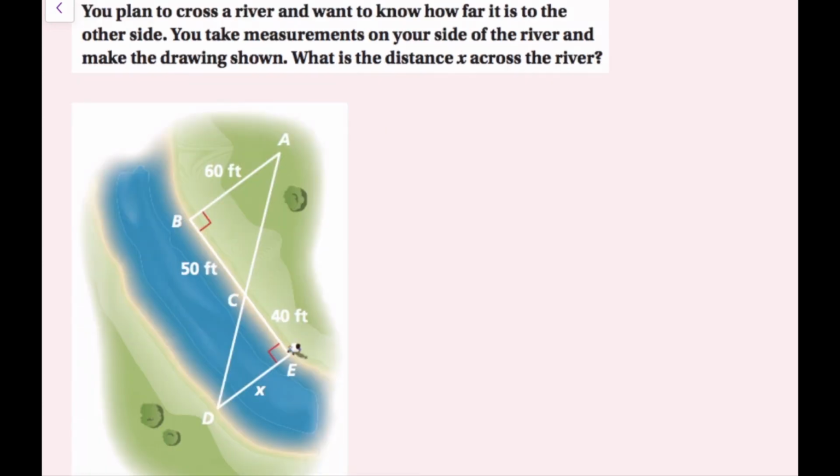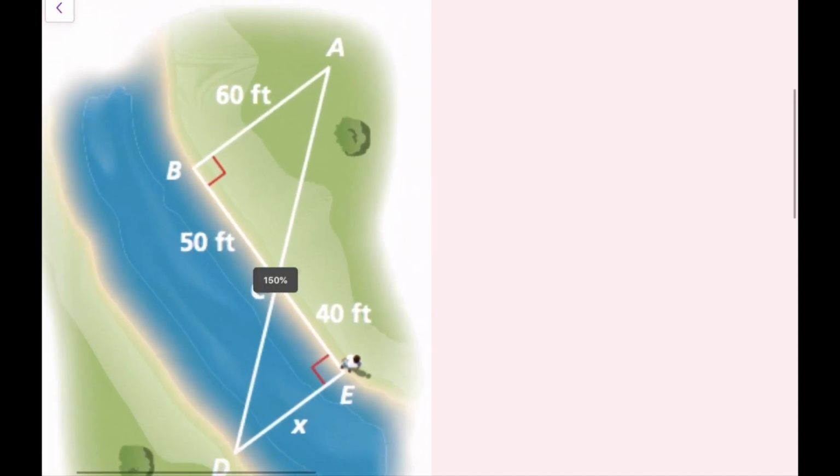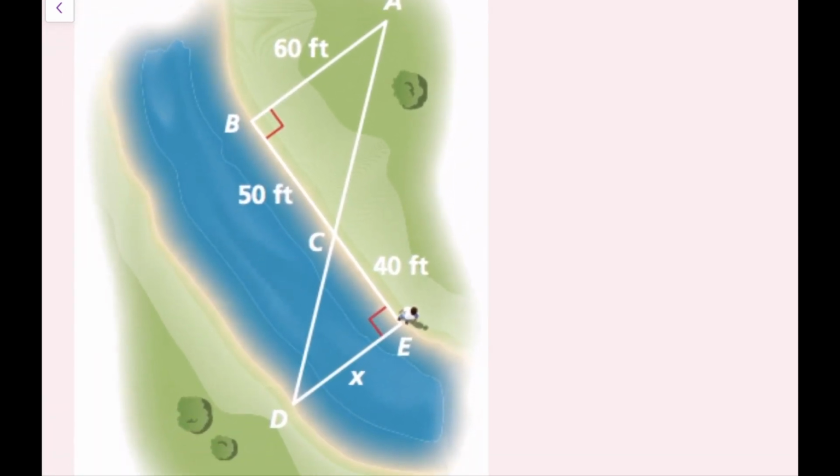You plan to cross a river and want to know how far it is to the other side. You take measurements on your side of the river and make the drawing shown. What is the distance x across the river? I'm going to zoom in on the figure here. So I see that this x is the distance I'm trying to find. I have a length of 40 feet right here. I have a length of 50 feet right here from B to C, and then I have a length of 60 feet from A to B.